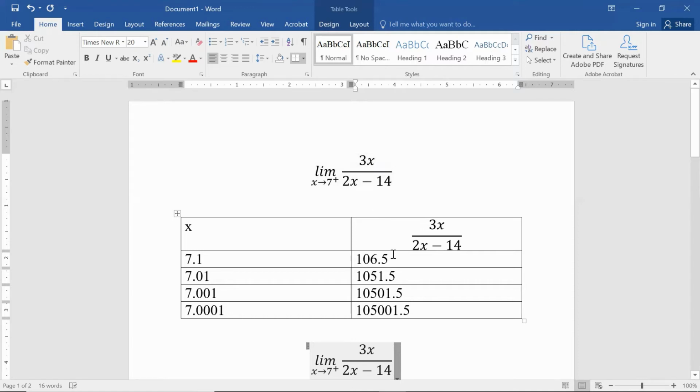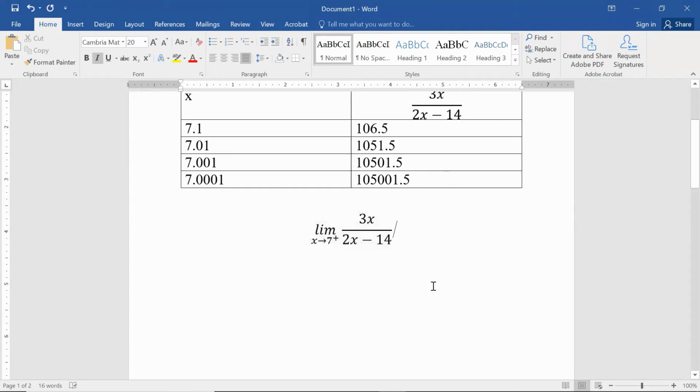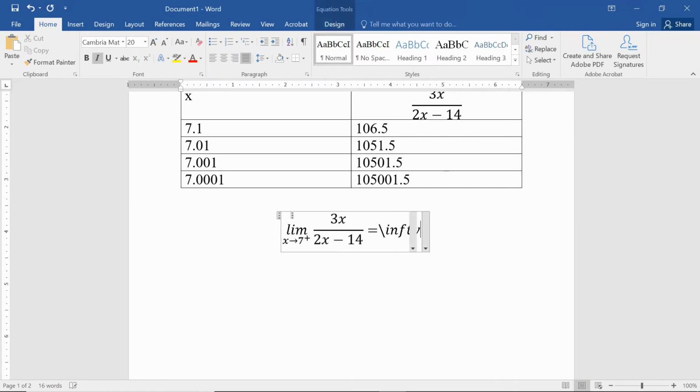So we see that as we approach from the right, these numbers are getting bigger and bigger and bigger. So we can say that the limit as we approach from the right is positive infinity.